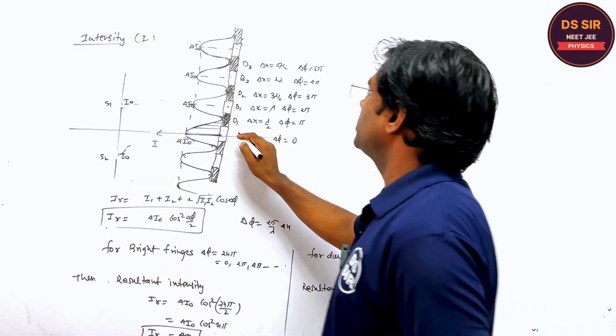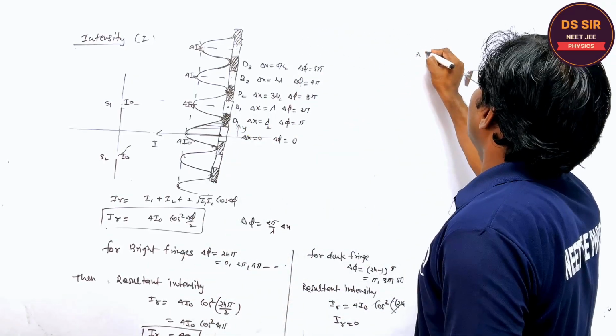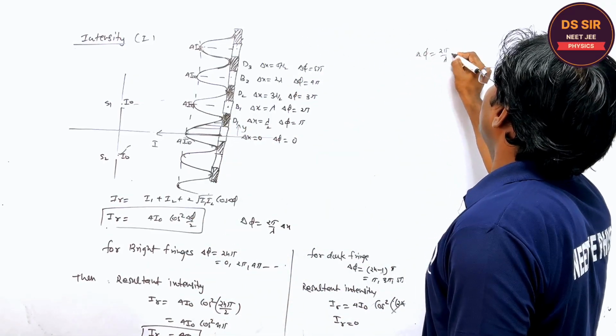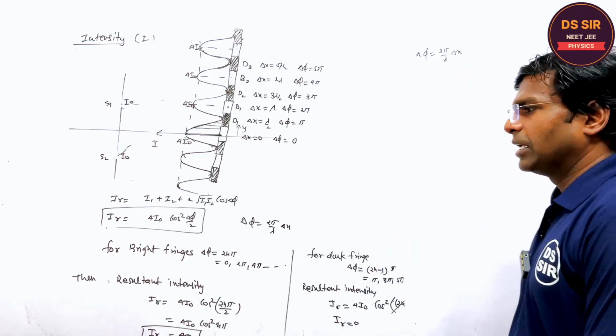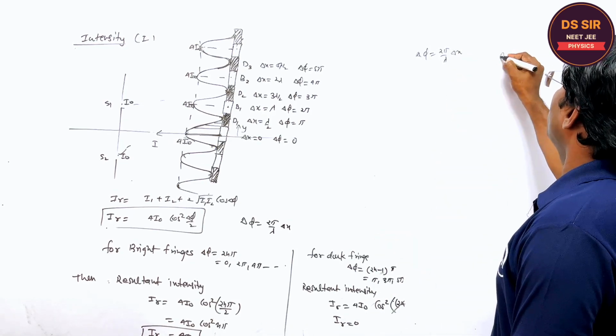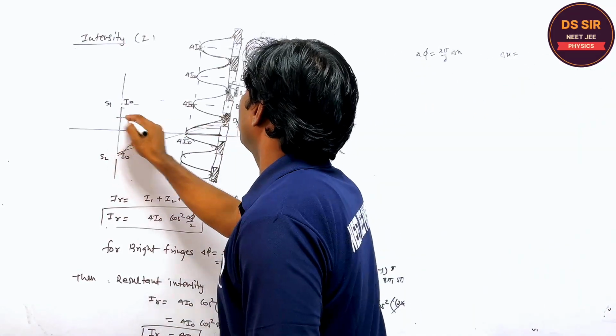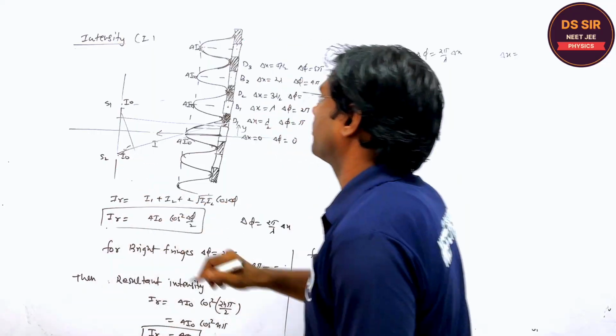For example, if this is the distance y, suppose in terms of y, delta phi is 2 pi by lambda into delta x. This is the path difference. And what is the path difference? If this is y, the path difference you can find. This is the path difference.